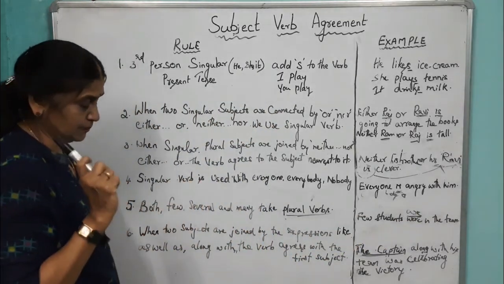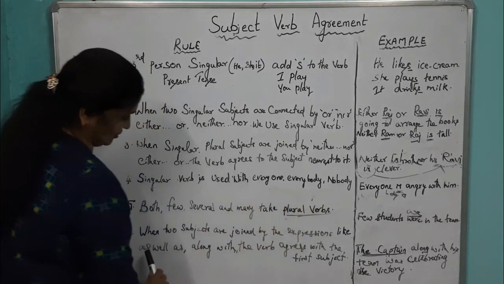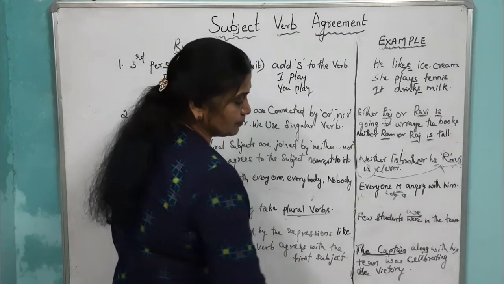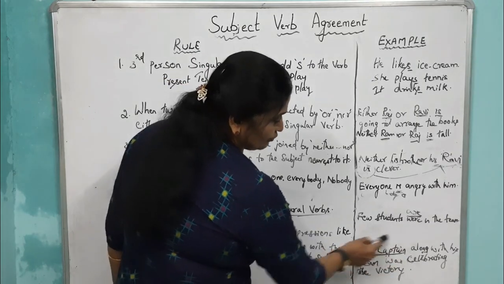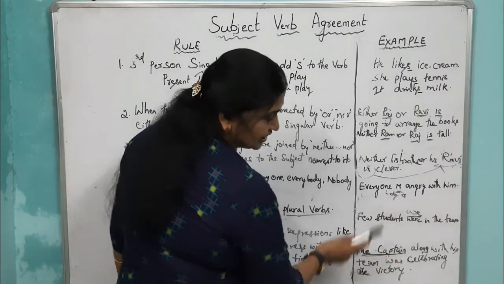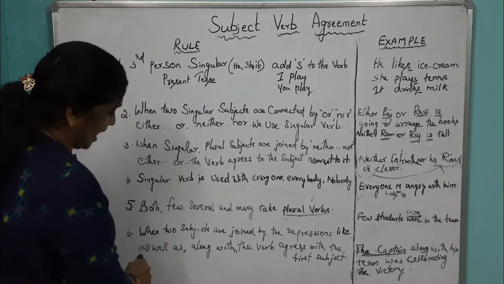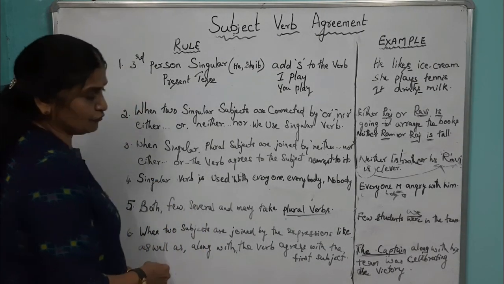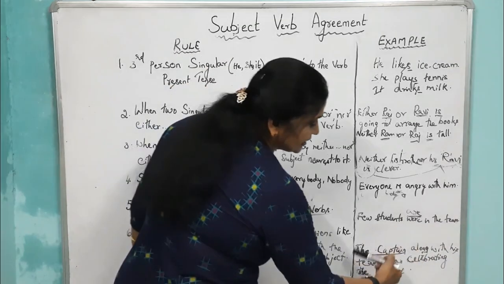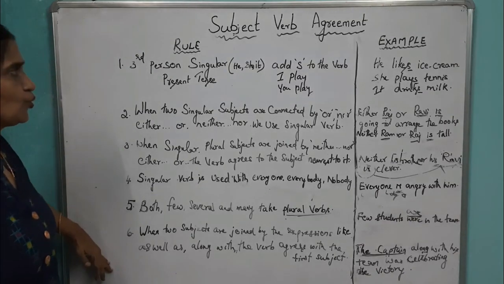This rule is simple. Okay, next, when two subjects are joined by expressions like as well as, along with, the verb agrees with the first subject. So whichever subject is first, if it is singular, the verb should be singular. If the first subject is plural, the verb will be plural. If you have expressions like as well as, along with, then only this rule is applicable. So we have learned a total of 6 rules today.